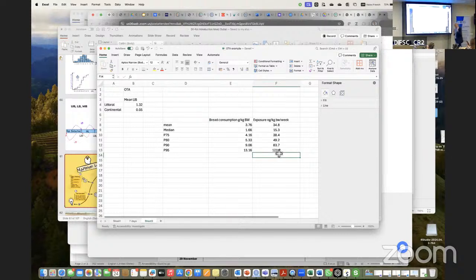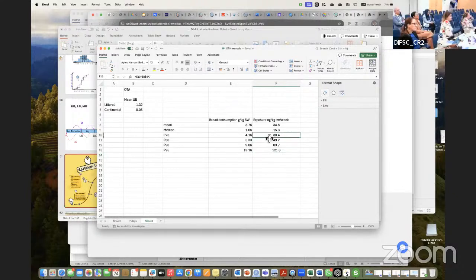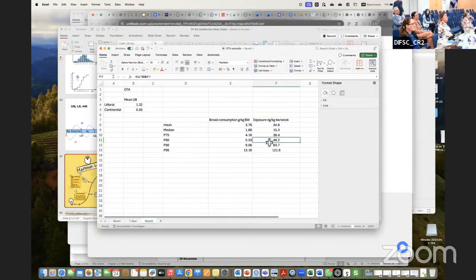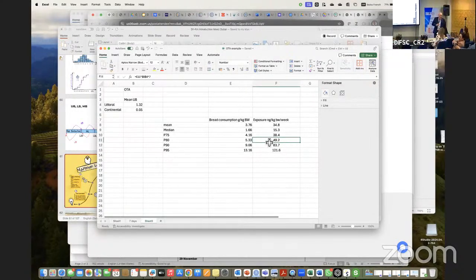But before that, wait a moment. Look at the 75th percentile, 38, P80, 49. You can say we are far away. But wait, we did the calculation only for bread. Other sources can contribute. The bottom line is you need to work at decreasing exposure.